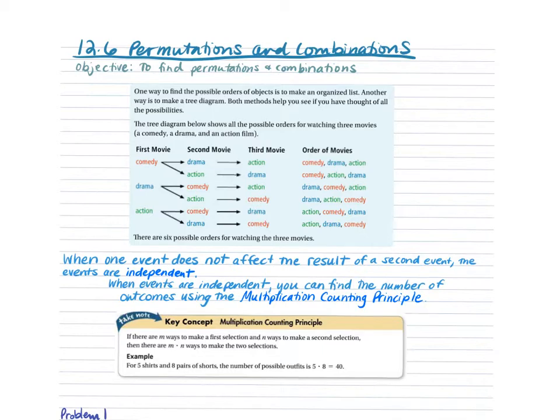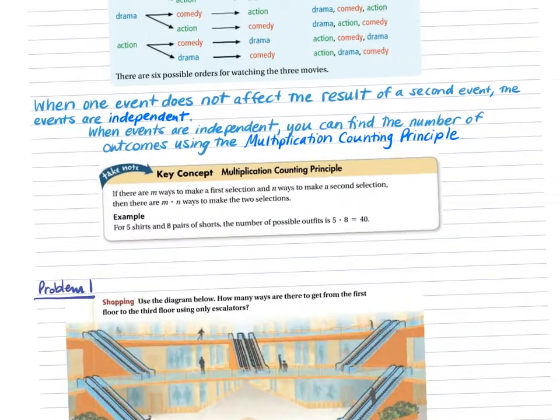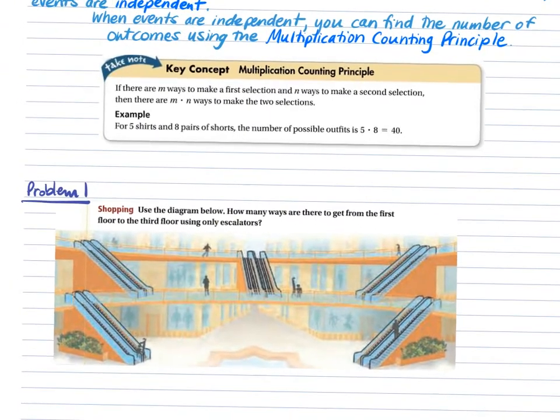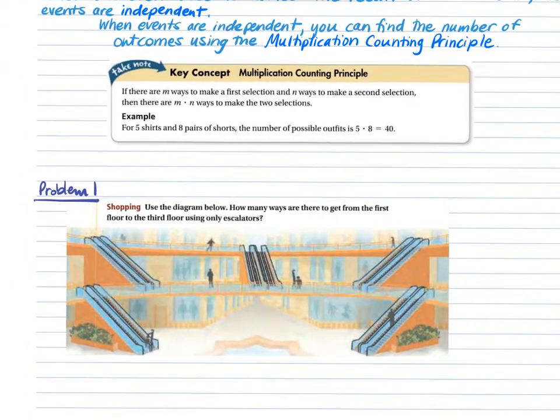So there is a mathematical way of figuring this out. The first way is if one event does not affect the result of a second event. If you watch a comedy first, it has no effect on whether you watch a drama or action next. Those are called independent events. When events are independent, you can find the number of outcomes using the multiplication counting principle, which is pretty easy to use. If there are m ways to make a first selection and n ways to make a second selection, there are m times n ways to make 2 selections.